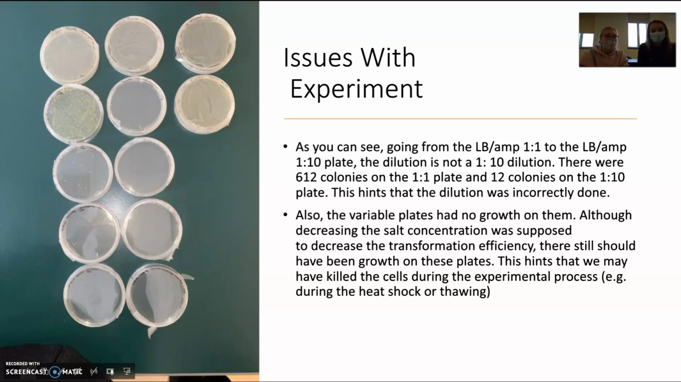And then on the variable plates, we had no growth on the LB ampicillin plates with the 50 millimoles of calcium chloride. Although we should have had a lower transformation efficiency on these plates, we should have had some growth, and we are not seeing any growth on these. This may hint that we killed the cells somewhere along the experimental process during heat shock or thawing.